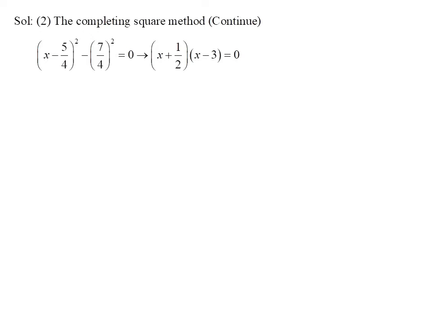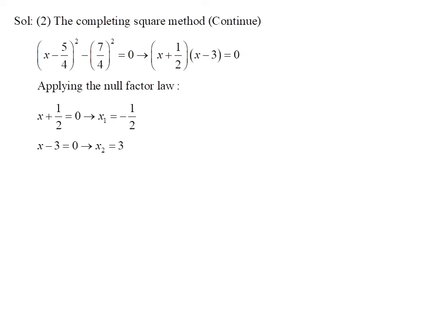Since the left-hand side of the equation becomes the difference of 2 squares, it can be factorized and 2 solutions of x can be obtained by applying the null factor law. It is negative half or 3.